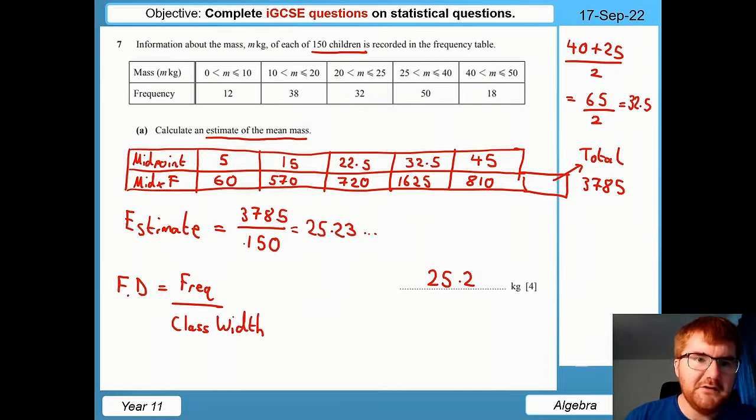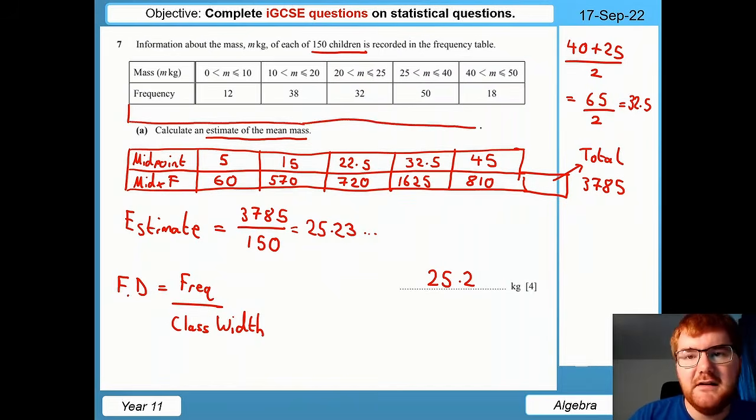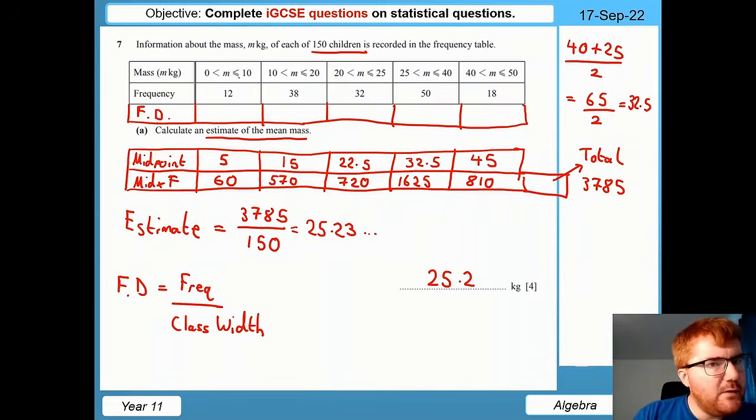So what we're going to do here is make another row here. I've left this on purpose for this question because it fits in quite nicely, like so. I'm going to call this FD for short, so frequency density. And all we're going to do is find the frequency, so the 12 here, and divide it by the width. So the width of this, between 0 and 10, that's just going to be equal to 10, and 12 divided by 10 is equal to 1.2.